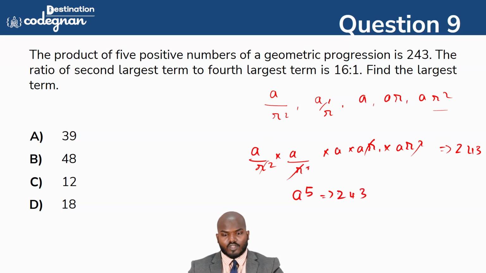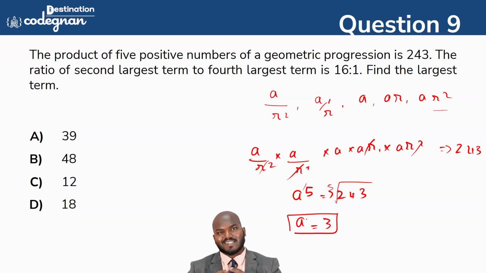So if you see this one, if you're taking the fifth root with respect to this, you will get the value a equal to 3. Because 3 to the power 5 is 243, you can see that. So we are taking the root and we get the answer 3 as the final value of a here.